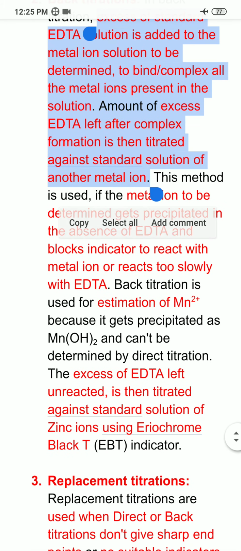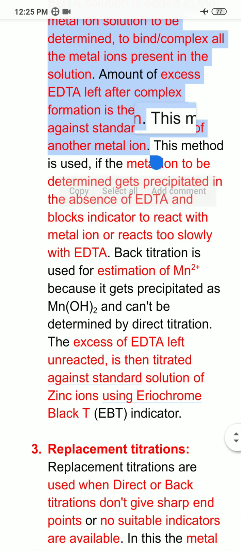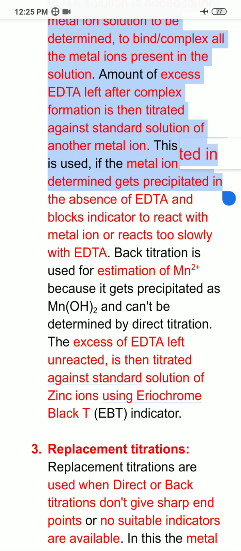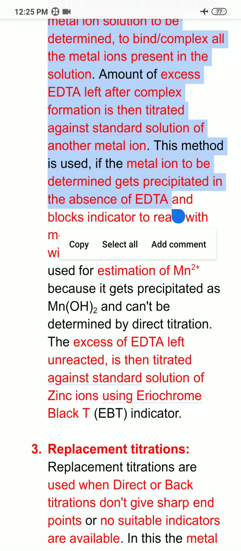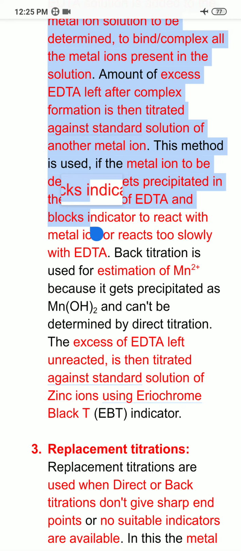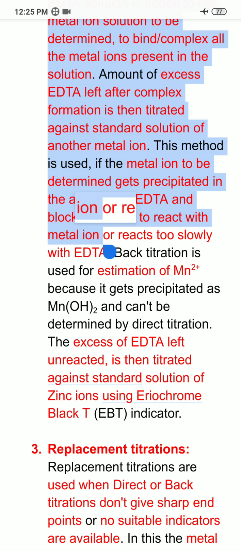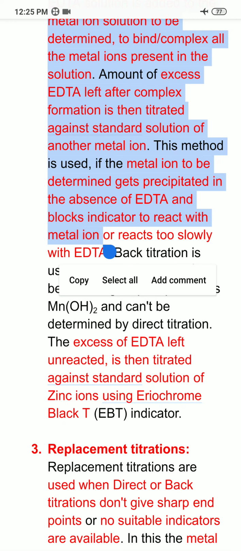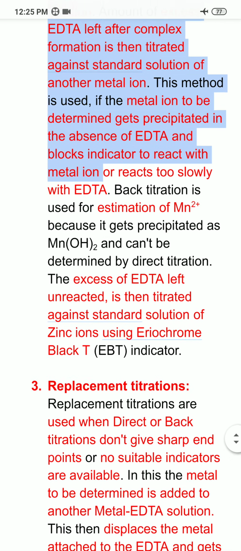So this is back titration, and this method is used if the metal ion to be determined gets precipitated in the absence of EDTA. If it gets precipitated, what will happen? It will block the indicator from reacting with the metal ion. If metal is getting precipitated into some form, then it will not be free to interact with the indicator. So metal indicator complex will not be formed there, and we cannot detect the endpoint.